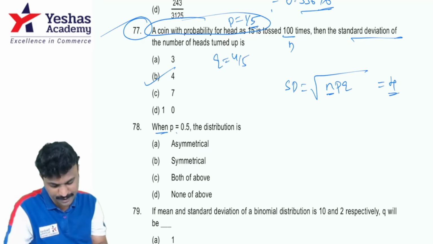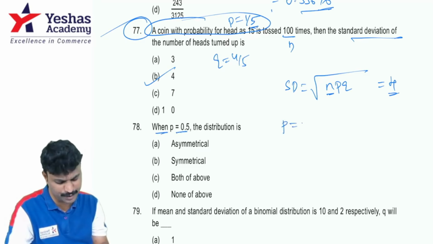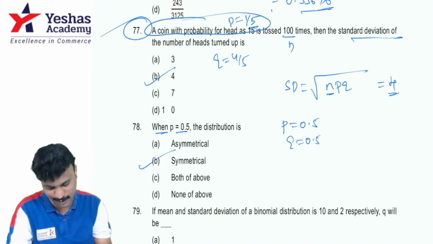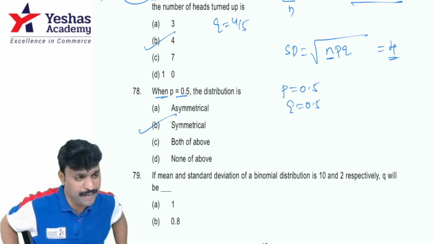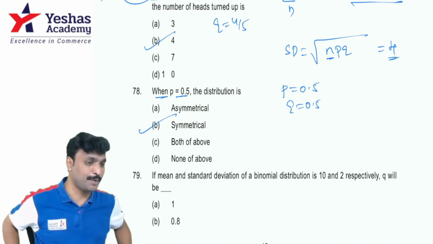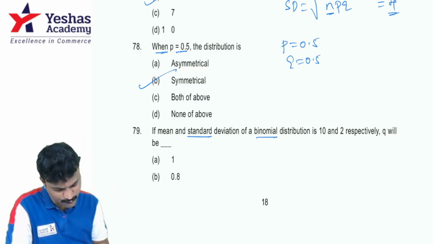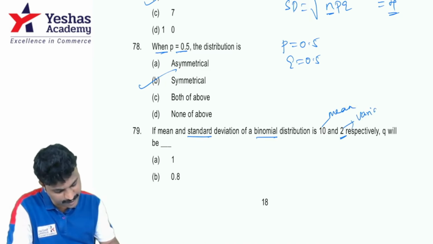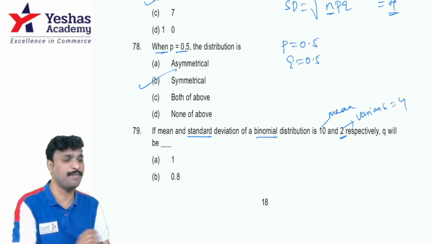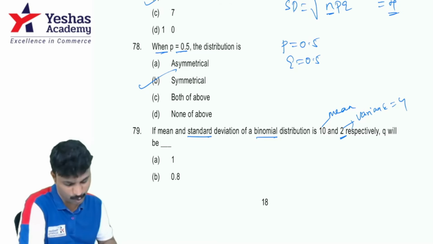78 question, P is equal to 0.5. Guys, if P is equal to 0.5, Q is also 0.5. It's a symmetrical distribution. Yes or no? Have I not discussed this? When P is equal to Q is equal to 0.5, it's a symmetrical distribution. If mean and standard deviation of a binomial distribution, guys, this is mean, this is standard deviation. If standard deviation is 2, what is variance?